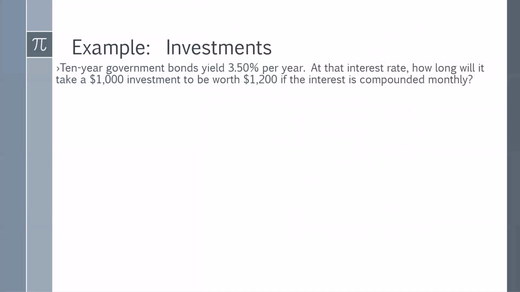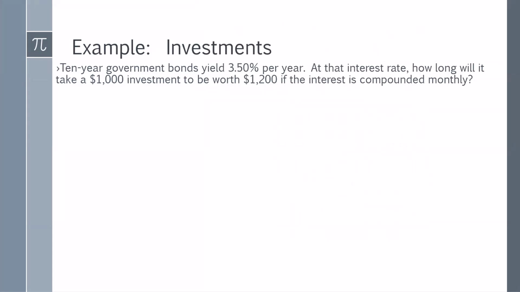Here's another example. A 10-year government bond yields 3.5% interest per year. At that interest rate, how long will it take a $1,000 investment to be worth $1,200 if the interest is compounded monthly?